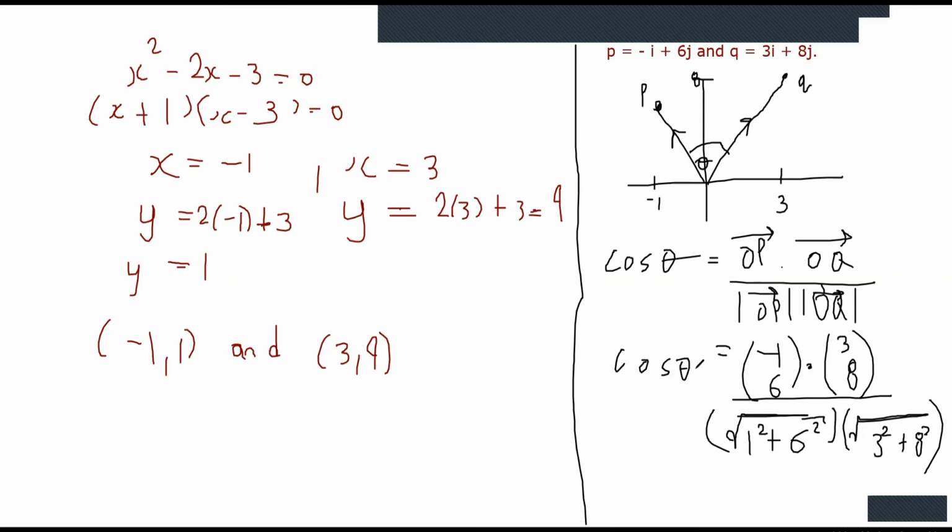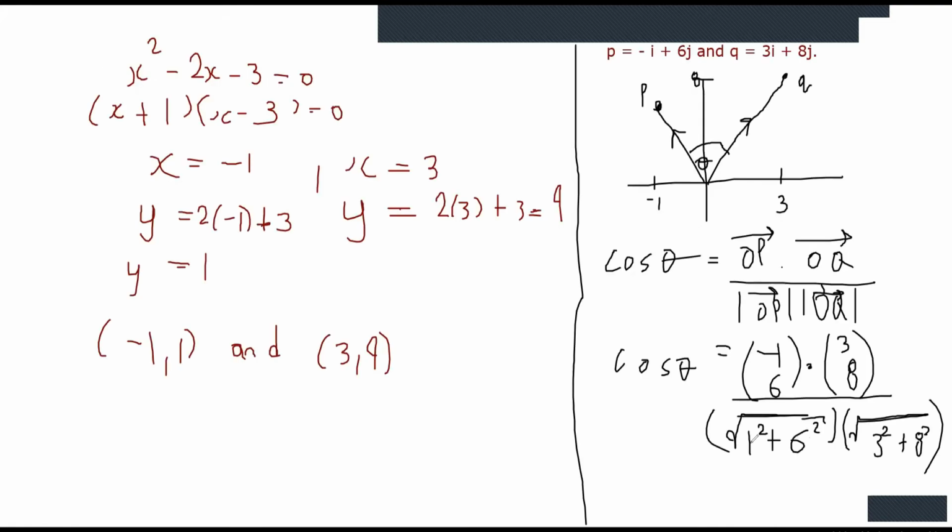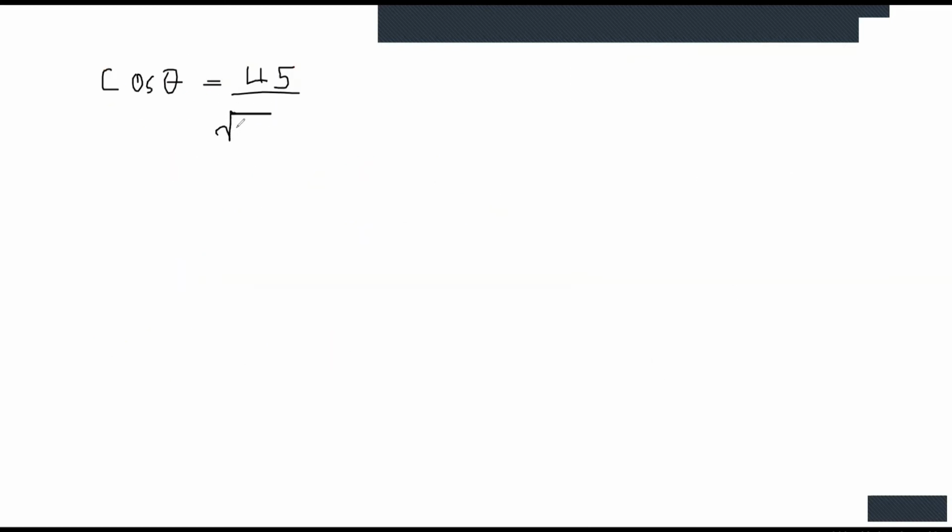So let's evaluate the dot product. We get minus 1 times 3 is negative 3, plus 6 times 8 is 48. 48 minus 3 is 45. So we end up getting that cos of theta is equal to 45 divided by, this is now 6 squared plus 1 squared, which is 36 and 1 is 37. So we get the root of 37.